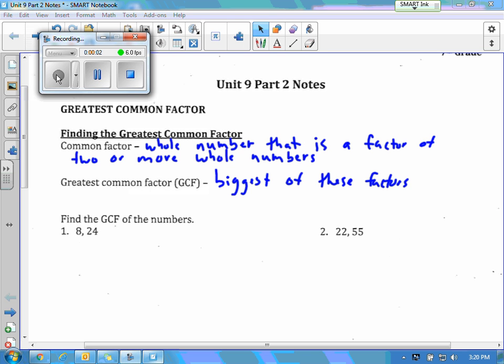In Unit 9, Part 2, we are looking at how to find the greatest common factor of two or more numbers. So a couple definitions for you. A common factor is a whole number that is a factor of two or more whole numbers. And then the greatest common factor, which is the worst definition ever, is the biggest of these factors. So the most self-explanatory definition that's ever. But again, we're looking at two or more numbers, and we're just looking for what they have in common.